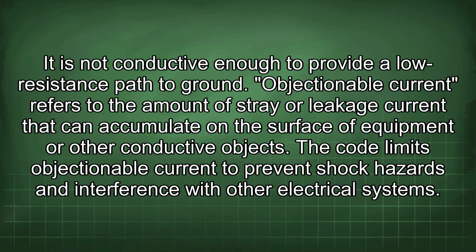Objectionable current refers to the amount of stray or leakage current that can accumulate on the surface of equipment or other conductive objects. The code limits objectionable current to prevent shock hazards and interference with other electrical systems.